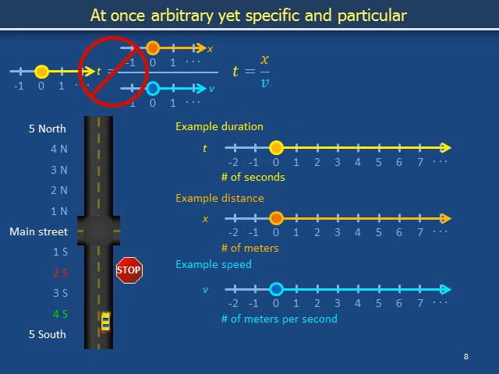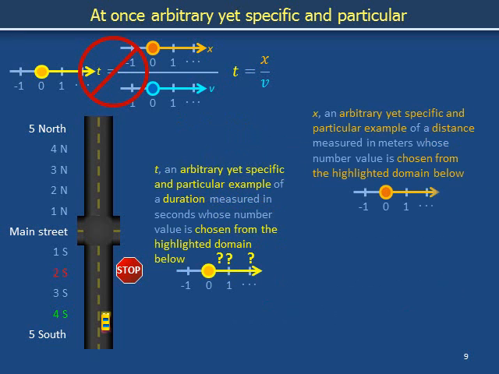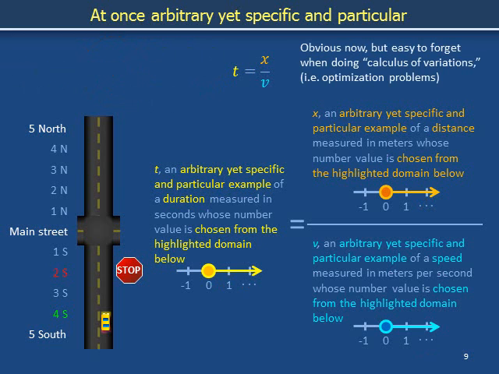When we say t equals x over v, we mean that t is an arbitrary yet specific and particular example of a duration measured in seconds whose number value is chosen from the highlighted domain below, that x is an arbitrary yet specific and particular example of a distance measured in meters whose number value is chosen from this highlighted domain below, that v is an arbitrary yet specific and particular example of a speed measured in meters per second whose number value is chosen from this highlighted domain below, and finally, that we are bringing to attention the various specific collections of three numbers whose particular x, particular v, and particular t satisfy the condition t equals x over v.